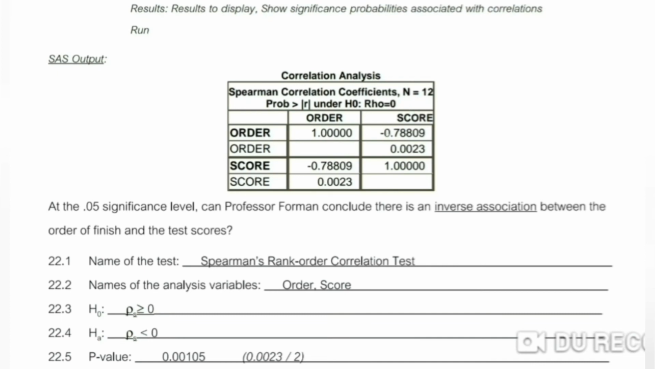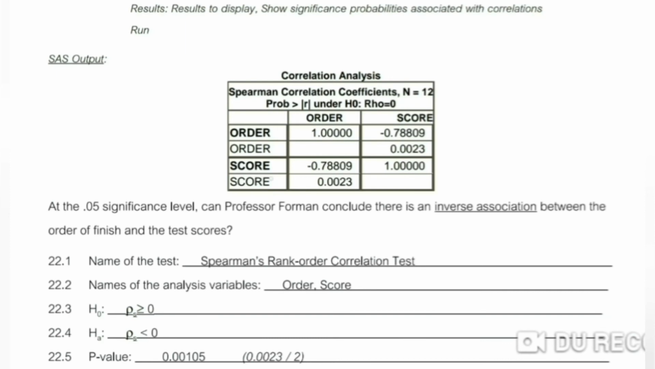N is 12, 12 pairs. Prob greater than modulus r under H0: rho is 0. For a two-tail test, the probability greater than R or less than negative R is given. The p-value for a two-tail test is given. So if you do a two-tail test, the p-value given is your p-value. If you are doing a one-tail test, your p-value will be half of the given p-value, because this table gives only for a two-tail test.